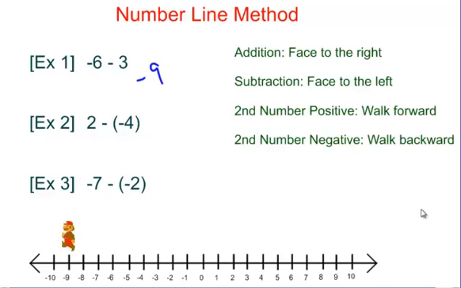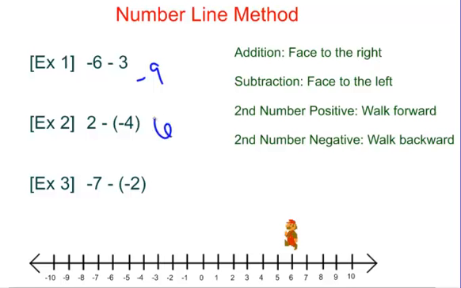Okay, next. Let's try 2 minus negative 4. So we start at 2. Now, since it's subtraction, I'm still facing left. And since it's a negative 4, I'm going to go backward 4 steps. 1, 2, 3, 4. And I end up on 6.